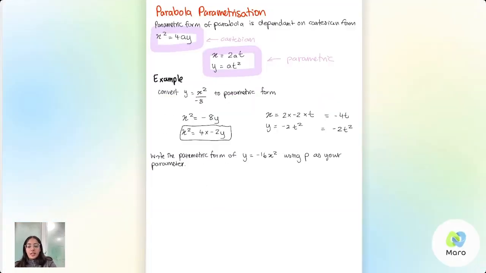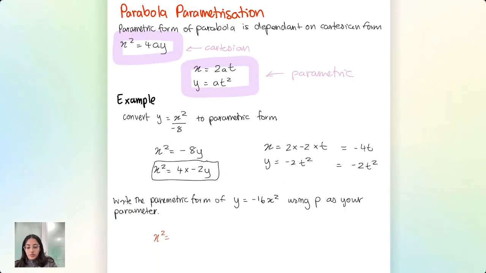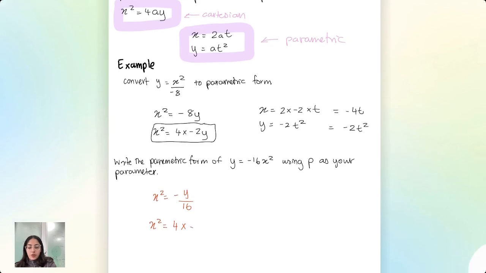So let's go through this one, and then we're gonna talk a little bit about what I'll set for homework. So parametric form. First of all, what's the Cartesian form you have to put it in? X squared equals y. Yep. So what did you make it? X squared equals what? So it would be like negative y on 16, yeah? And so that's just x squared equals 4 times what? Negative 1 on 64. Negative 1 on 64y.